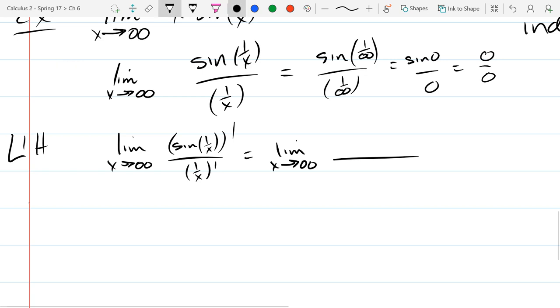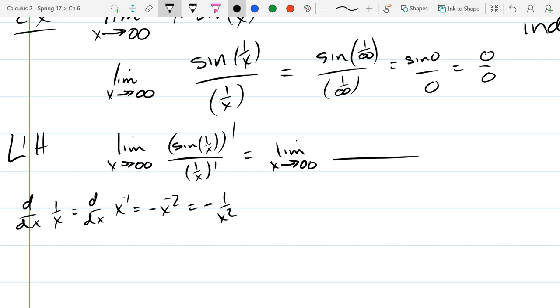What in the heck is the derivative of 1 over x? It is not natural log, which I said and wrote. Derivative of 1 over x. So the derivative of 1 over x is negative 1 over x squared, or negative x to the negative 2.